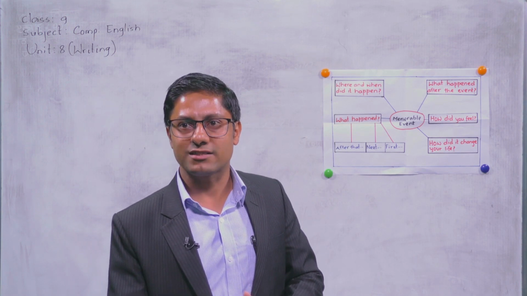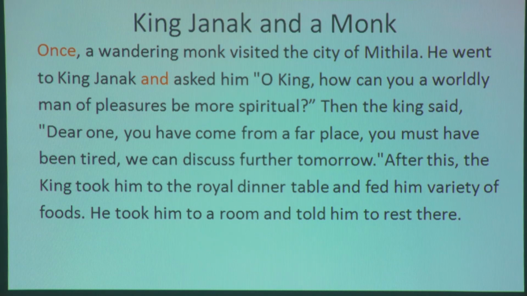I'm going to present you a sample. Please see there. King Janak and a monk. Once a wandering monk visited the city of Mithila. He went to King Janak and asked him, "O king, how can you, a worldly man of pleasure, be more spiritual?" Then the king said, "Dear one, you have come from a far place. You must have been tired. We can discuss further tomorrow." After this, the king took him to the royal dinner table and fed him a variety of foods. He took him to a room and told him to rest there.